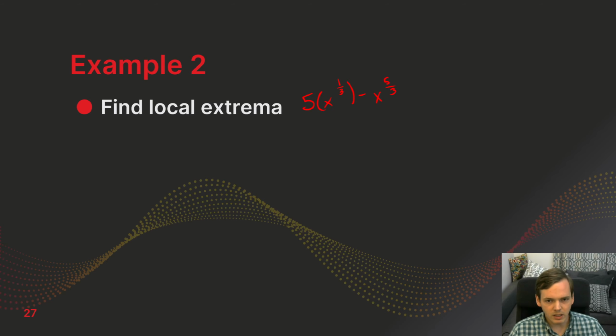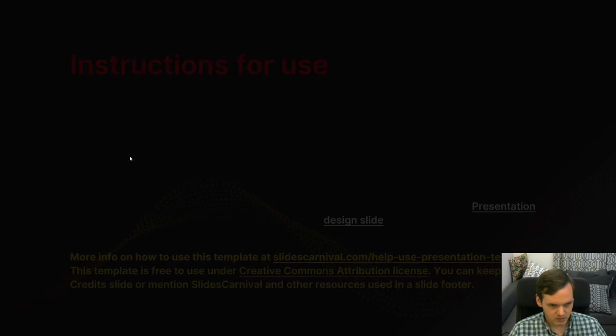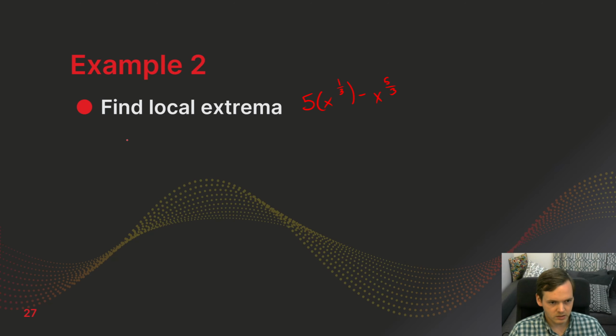That will give us 5/3 x to the negative 2/3 minus 5/3 x to the positive 2/3. So we've got 5 x to the negative 2/3 and then 5 x to the positive 2/3. Let me just make sure that matches with my notes. Great. And so this can be simplified.